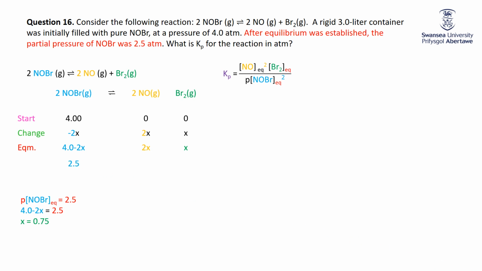So now we can replace that everywhere. The NOBr is 2.5, the NO is 2 times x, 1.5, and the Br2 is just x, 0.75. Pop that in, do our calculation, Kp is 0.27.